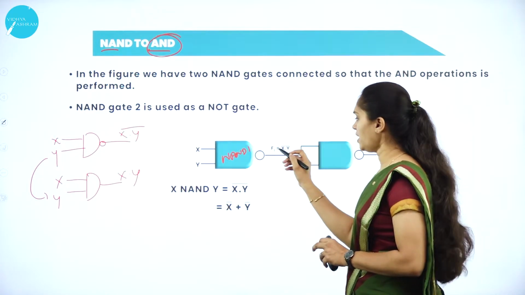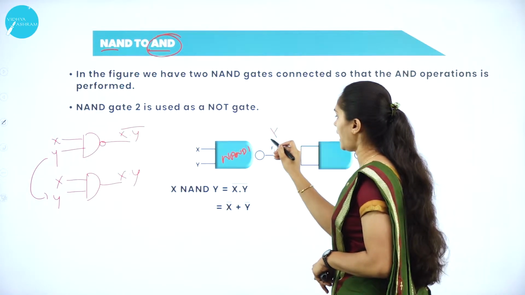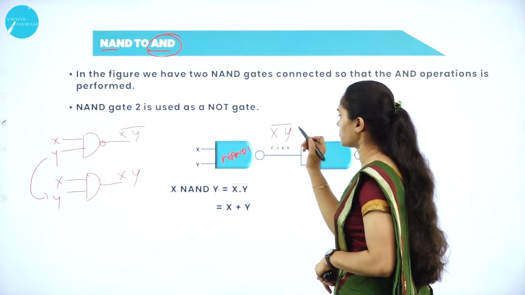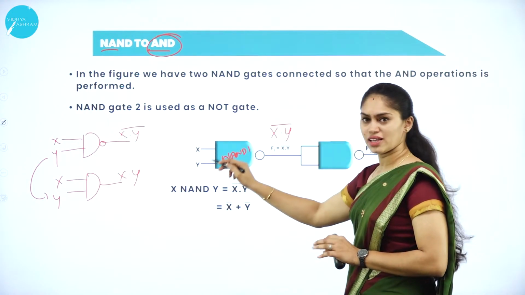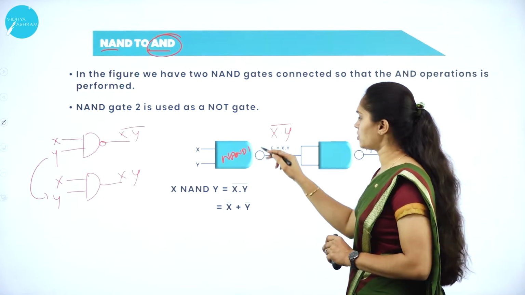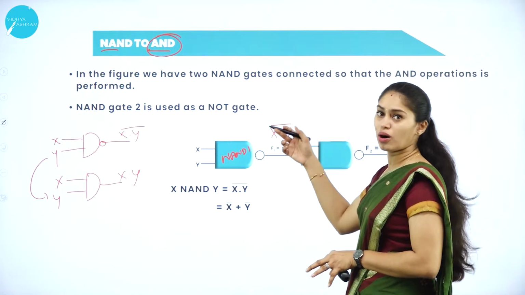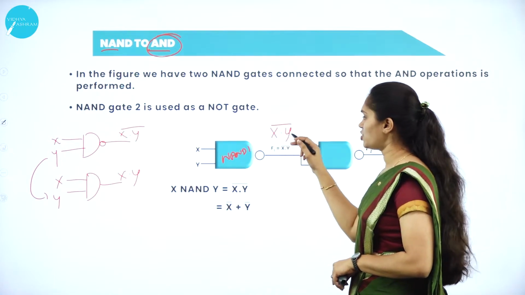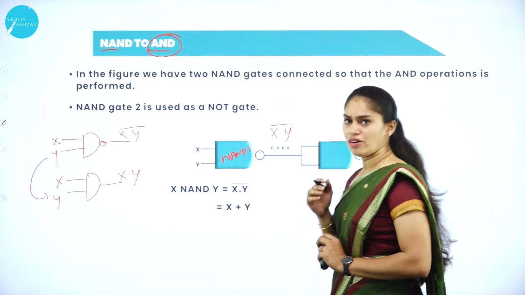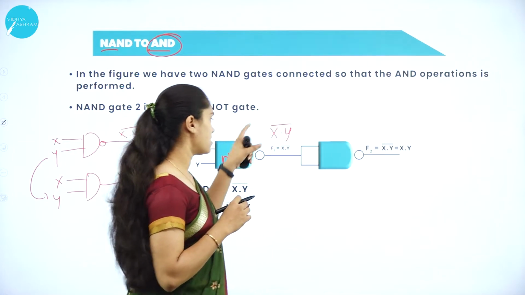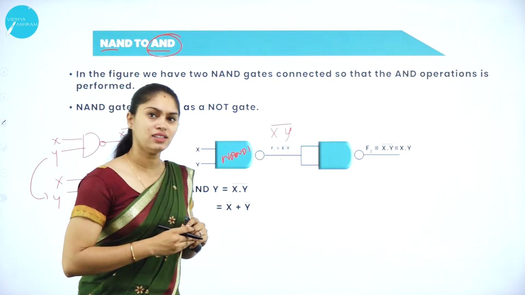The output will be F1 is equal to (x dot y) whole bar. Why? Because x and y are the two inputs. I am using a NAND gate so that when it is complemented, it gives us the product with a complement, that is an inverter, (x dot y) whole bar. After this, I am going to feed this output into another NAND gate.